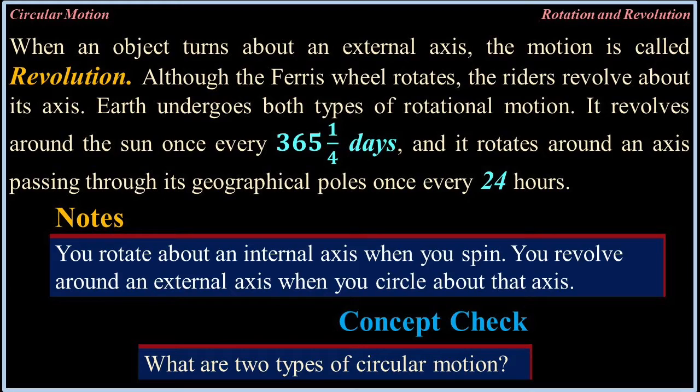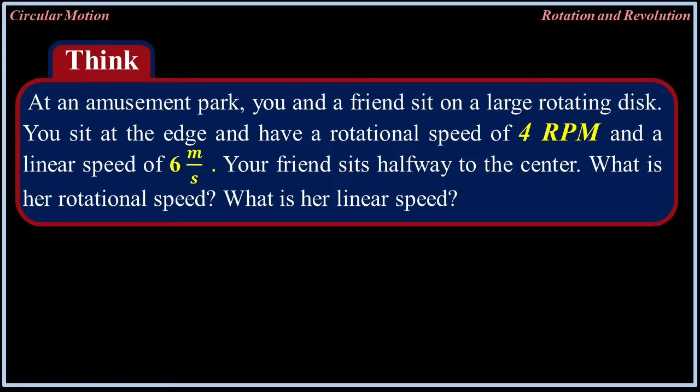A point to consider. Let's continue with a think. At an amusement park, you and a friend sit on a large rotating disc. You sit at the edge and have a rotational speed of 4 revolutions per minute, or RPMs, and a linear speed of 6 meters per second. Your friend sits halfway to the center.